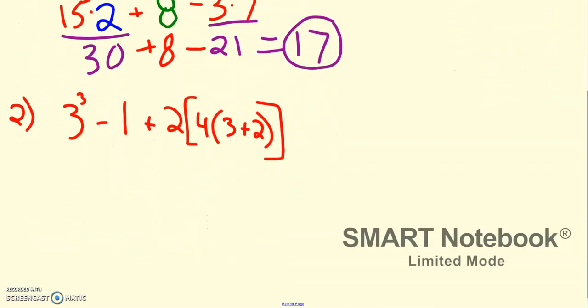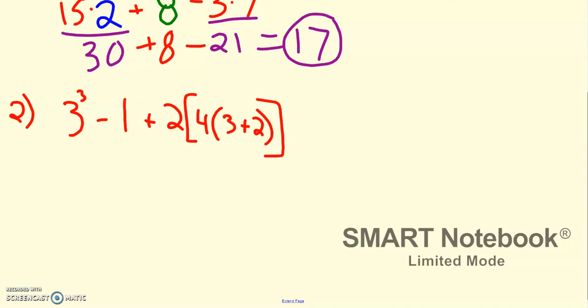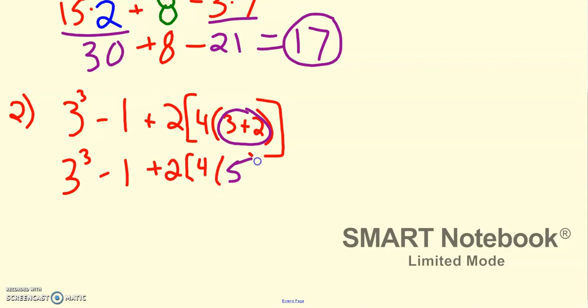Moving down to the second problem, we have 3 to the 3rd power minus 1 plus 2 times the quantity of 4 times the quantity of 3 plus 2. That's a lot of quantities. So we're going to work inside the parentheses first. We have 3 plus 2 is going to give us 5. I'm going to drop everything else down. 3 to the 3rd power minus 1 plus 2 bracket 4 parentheses 5 end bracket.